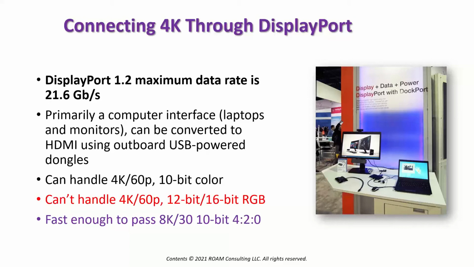It's kind of complicated. It's fast enough to do 4K 60 10-bit color. That's my benchmark. My personal benchmark is that I'd want to be able to show 4K or Ultra HD content at 60 frames a second using 10-bit RGB color, like off a computer. If you can do that, that's great. That to me is fast enough. But it can't handle 4K at 60p, 12-bit or 16-bit. That requires a faster interface. It can pass 8K30 10-bit 4:2:0, so a little bit better than HDMI 2.0 can.